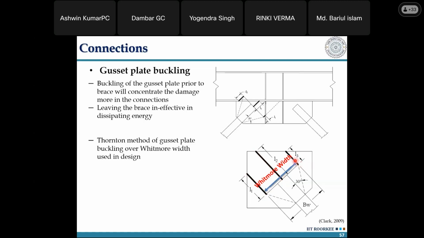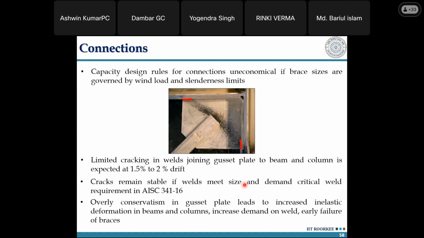At the end location, you will find one more length. The average of these three lengths over the Whitmore width is used to find the effective length of the gusset plate for finding the buckling capacity. So references are given in this particular thesis and this particular slide; you can go to them and then go ahead with this. Now, one more thing, like last time I said, once you do an experiment, you put whitewash on it, and if the flakes come out, it gives an indication of where it has yielded.